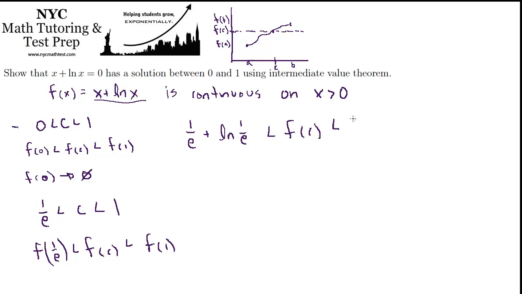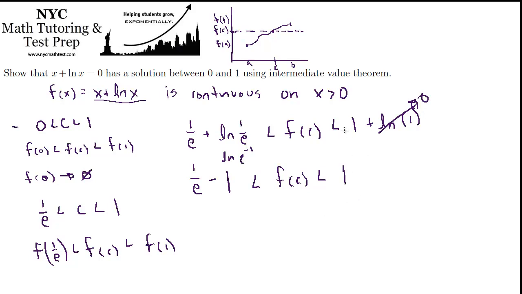f of 1 is 1 plus ln 1. Well, what is the natural log of 1? Well, hang on. Let's start from the left. So 1 over e, we can't simplify. Natural log of 1 over e is the same as natural log of e to the negative 1. And the natural log and e are inverse functions. So this just becomes negative 1. So it's 1 over e minus 1. And that's less than f of c, which is less than 1 plus natural log of 1. Natural log of 1 is 0. So this is just 1.